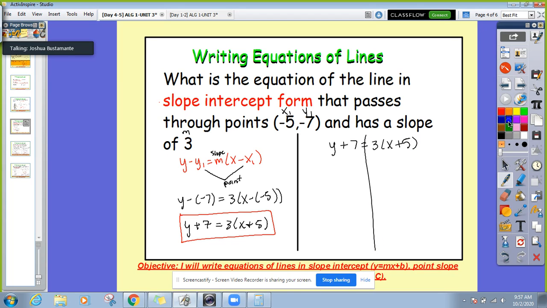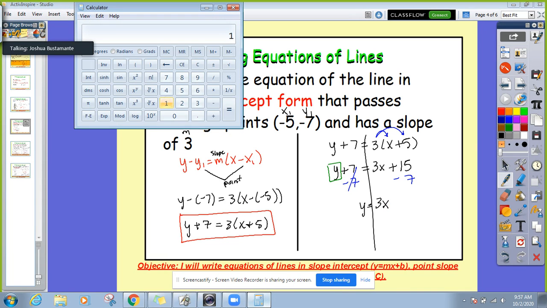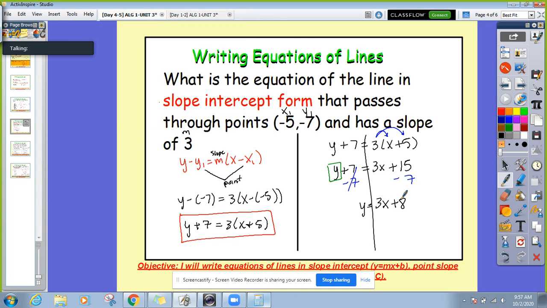So I'm going to start by distributing my parentheses. So I have 3 times x is 3x, and 3 times 5 is 15. Bring all this stuff down. We can box the variable we want to solve for, and we want to isolate it, so that means get rid of this positive 7. We have y is equal to 3x plus 15 minus 7, which is 8, and we're done.